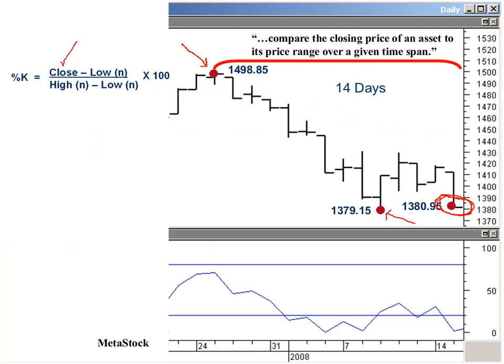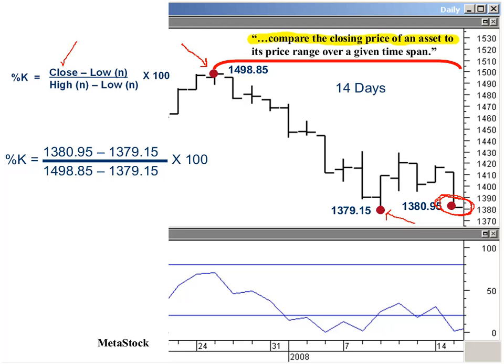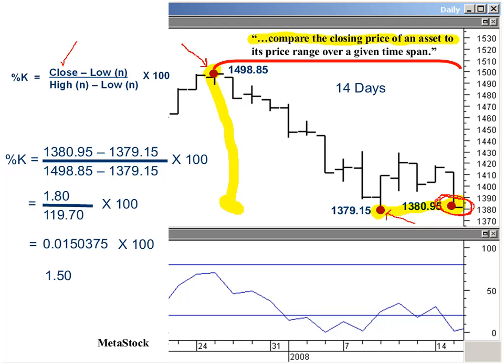So when you plug these values in, what are you going to get? And I want to go back up here for those of you new to stochastics: compare the closing price of an asset right here to its price range over a given time span, here to here. It's very close to the bottom of its price range over the last 14 days. Do you see that? The current value is very close to the 14-day low. When you run this through, what you're going to get is a value between 0 and 100.